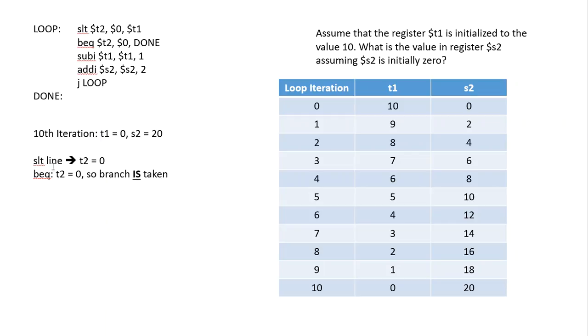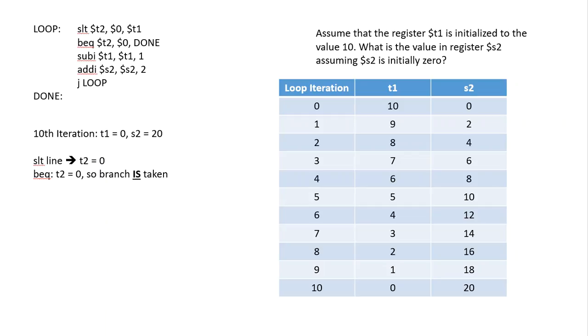Our SLT line, T2 is what we set. We're comparing 0 and T1. T1 is 0. They're both 0, and our T2 then is set to 0. Now we go to our branch statement BEQ, and we're comparing our T2, which is 0, to 0, and now they're finally equivalent, so we will branch to the done tag, which is right here.